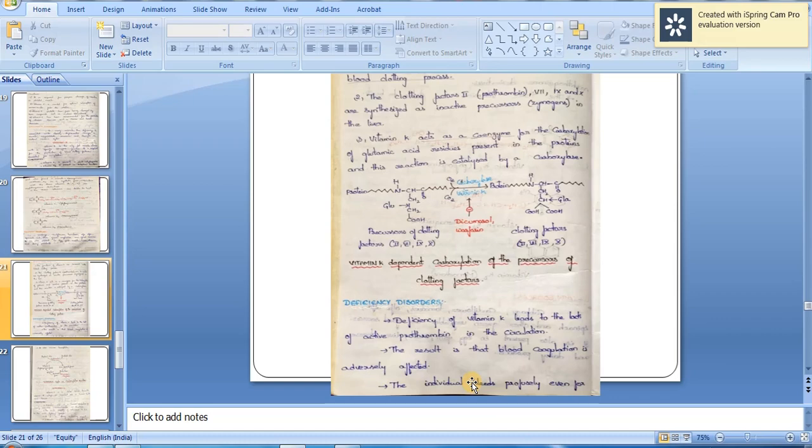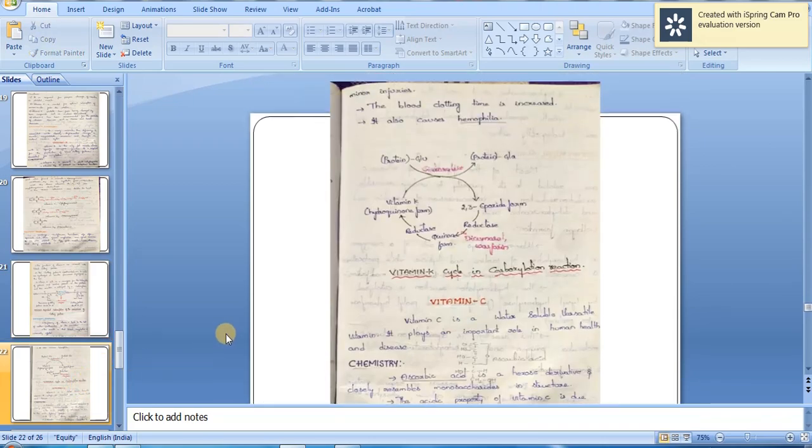However, vitamin K deficiency may occur due to faulty absorption, that means lack of bile salts, loss of vitamin into feces, that is diarrheal diseases, and administration of antibiotics, that is nothing but killing of intestinal flora. Deficiency of vitamin K leads to lack of active prothrombin in the circulation. The result is that blood coagulation is adversely affected. The individual bleeds profusely even for minor injuries.